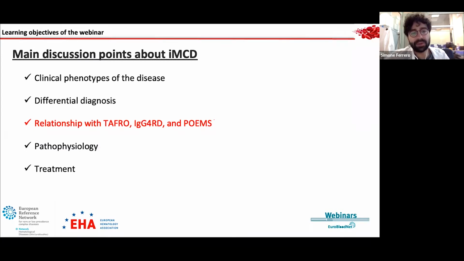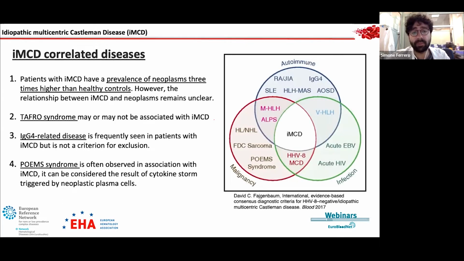What about the relationship with other peculiar conditions that can be associated with Castleman disease or can go in differential diagnosis? First of all, we have to remember that patients with iMCD have a prevalence of neoplasm in general 3 times higher than healthy controls. And the relationship between iMCD and neoplasm remains unclear. Then there is a peculiar type of syndrome associated with Castleman, that is TAFRO syndrome, that may be associated with Castleman or may also not be associated with Castleman, but with something else.